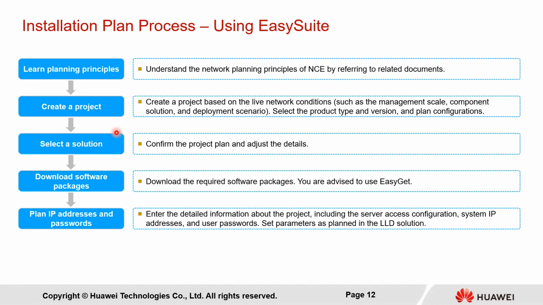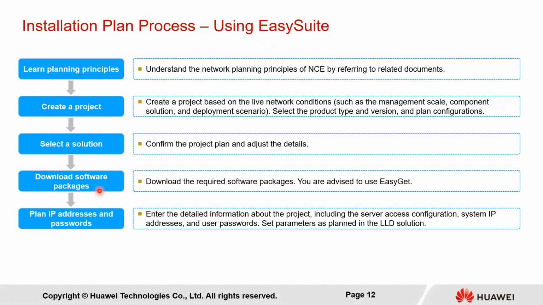There are lots of parameters that need to be set when you do the planning. So first of all, we need to understand what the parameters mean and what they're used for. So here, the entire process is to first learn the principles. Of course, we're learning it right here, and you can read it in the documentation. Then create a project on the Easy Switch based on the live network conditions, such as the management scale, component solution, and the deployment scenario, and select the product type and version and plan the configurations. Then select a solution, confirm the project plan, and adjust the details.